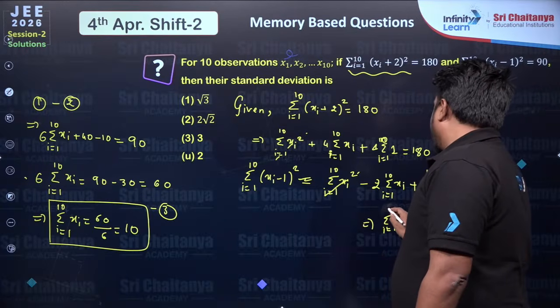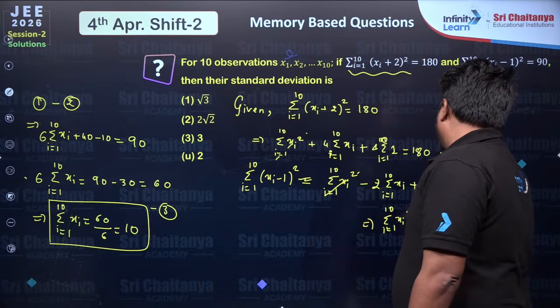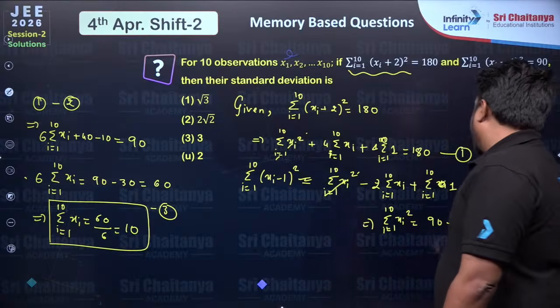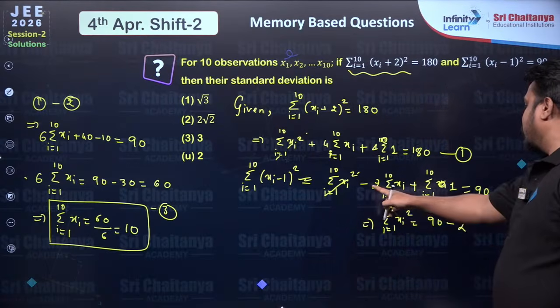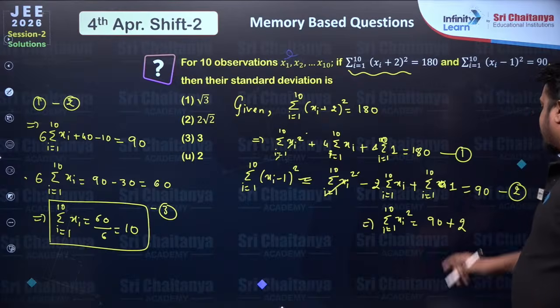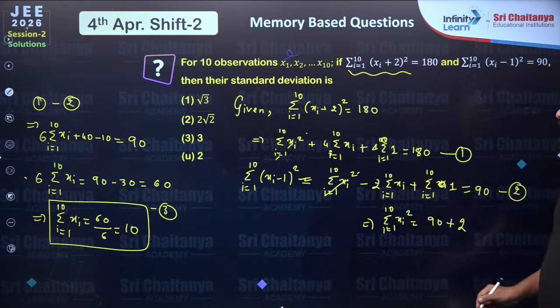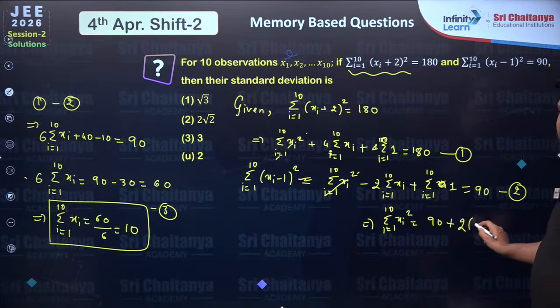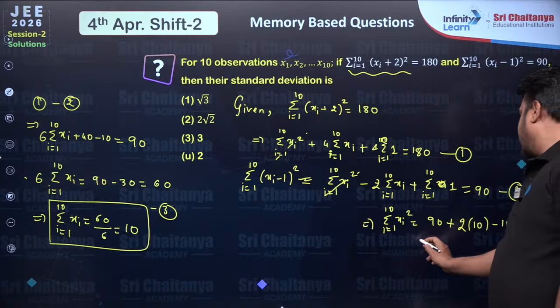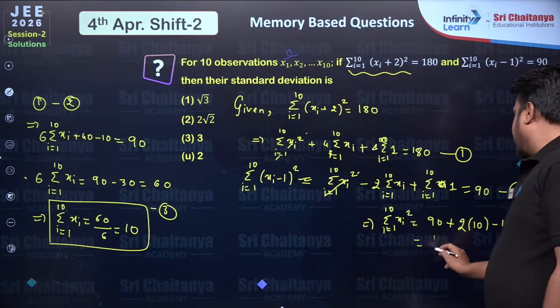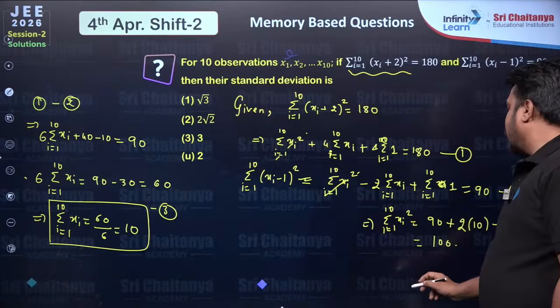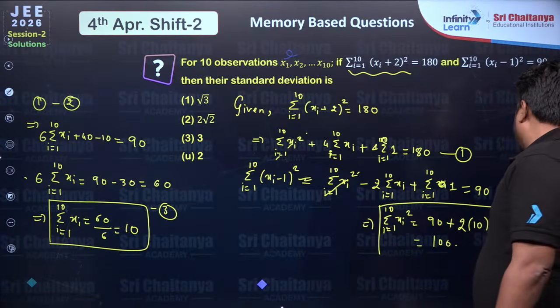Summation i equal to 1 to 10 xi square will be equal to 90 plus 2 times, this minus will come to this side as plus 2, summation of i equal to 1 to 10 xi, which we have as 10, minus this summation, this will be 10. So 110 minus 10 will be equal to 100, right? So make this as equation 4.